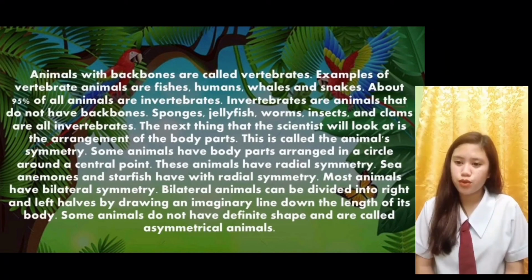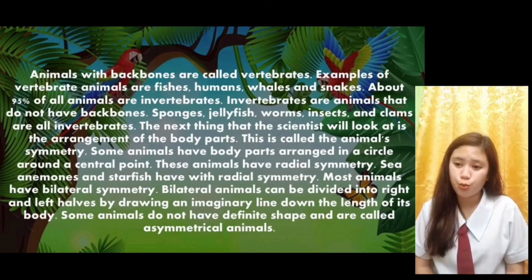Animals with backbones are called vertebrates. Examples of vertebrate animals are fishes, including humans, whales, and snakes. About 95% of all animals are invertebrates. Invertebrates are animals that do not have backbones. Sponges, jellyfish, worms, insects, and clams are all invertebrates.